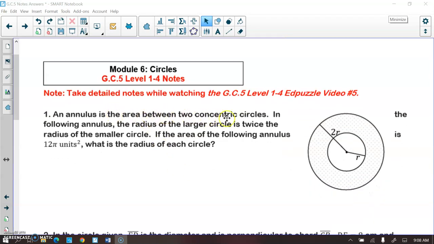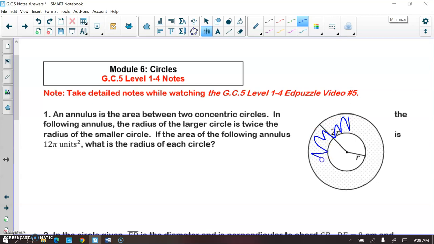An annulus is the area between two concentric circles. So they're talking about this part here, the shaded part. The radius of the larger circle is twice the radius of the smaller circle. And if we know that the area of the annulus is 12 pi, we want to find the radius of each circle.